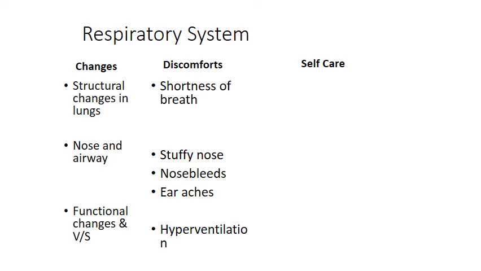Functional changes over the whole pregnancy. There is a progressive increase in tidal volume beginning in the first trimester, a total of 30 to 40%. Respiratory rate may increase by 2 breaths per minute. We're going to have an increase in arterial PaO2.